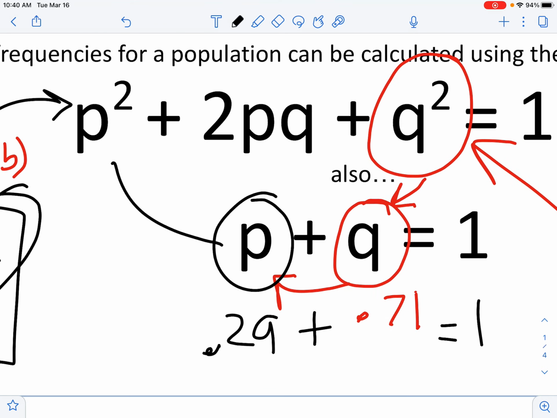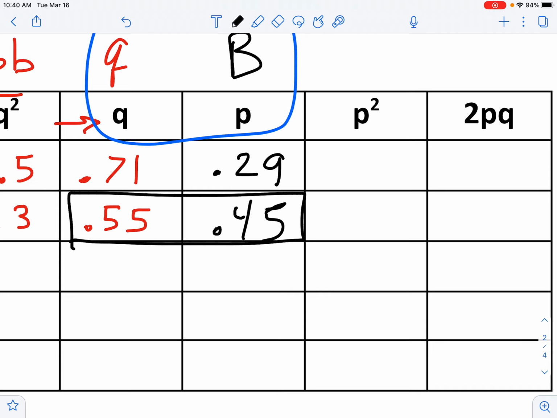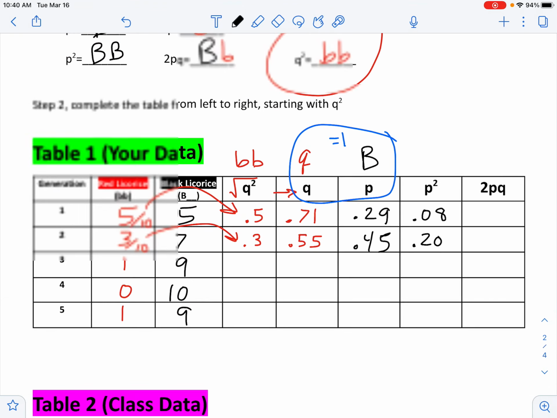Then to figure out what P squared is, that's easy. I just square it on my calculator. That shouldn't be too difficult. So to fill out the next column, what's P squared? Well, what's 0.29 times 0.29? 0.0841, so I'm just going to round to the hundredths, 0.08. And what's 0.45 squared? Oops, did it wrong. 0.45 times 0.45 is 0.2025, so 0.20.